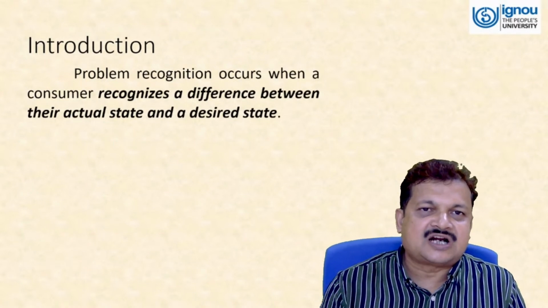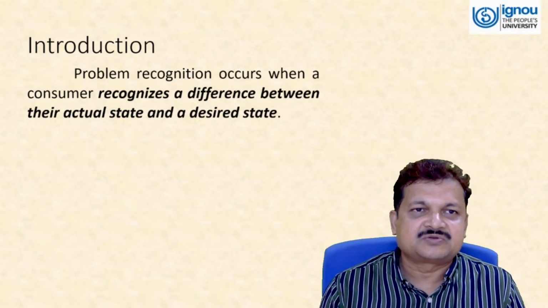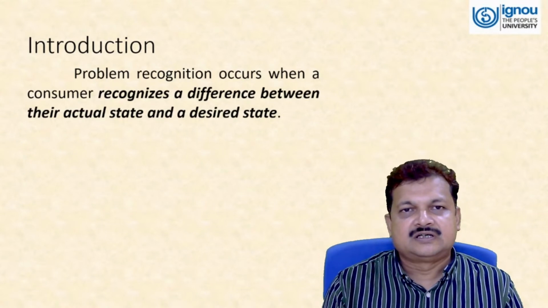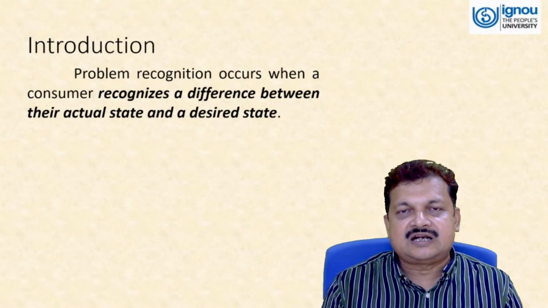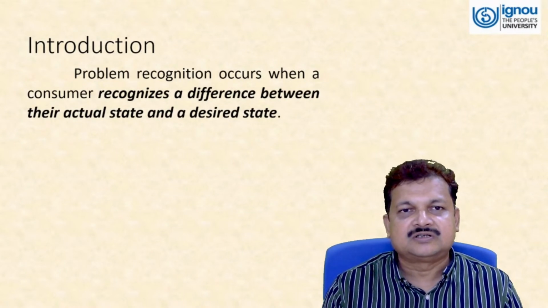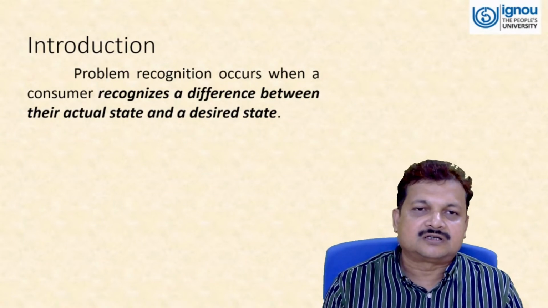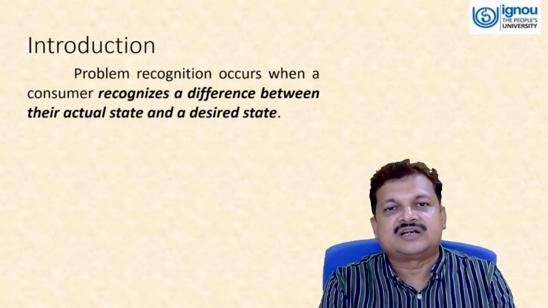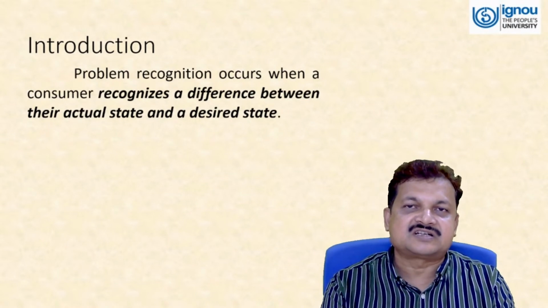Before we start, we covered in the last unit that problem recognition occurs when the consumer recognizes a difference between their actual state and desired state, that we have discussed in the last class. The actual state is what you purchased or the performance you have observed, and the desired state is the concepts in the market, the features of the particular product or service we intend to purchase.